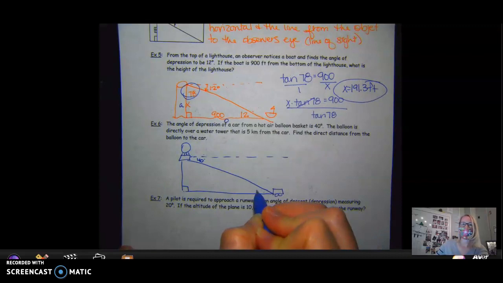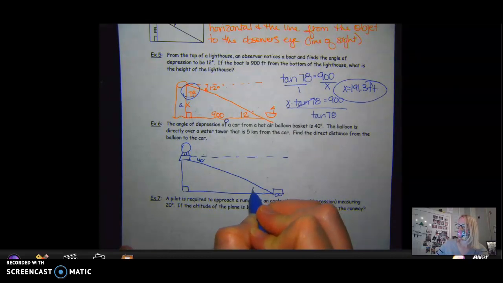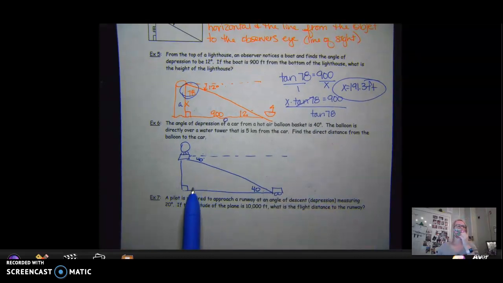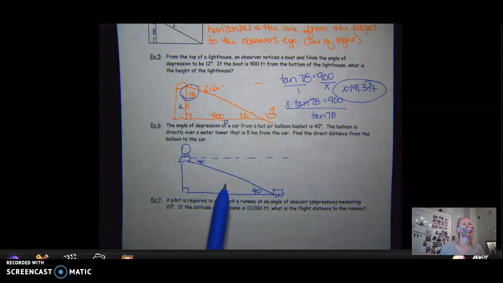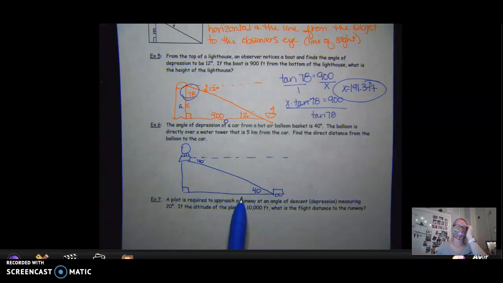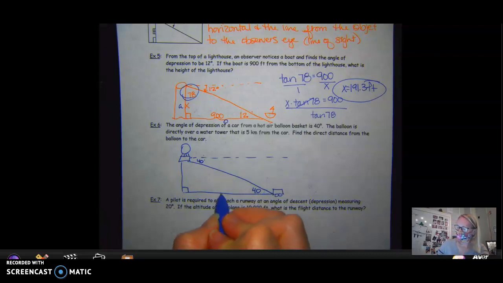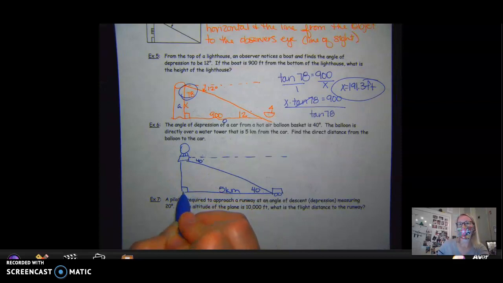So can I label this guy down here with 40 also, right? Guys, remember back to parallel lines? What allows me to label both of these with 40 degrees? Yeah, alternate interior angles. Do you guys see those? Yep, there's my transversal and alternate interior angles. Good job, guys. Okay, so that's 40 degrees. It's directly over a water tower that's 5 kilometers from the car. So the balloon's directly over the water tower, so the water tower must be here. That is 5 kilometers from the car.